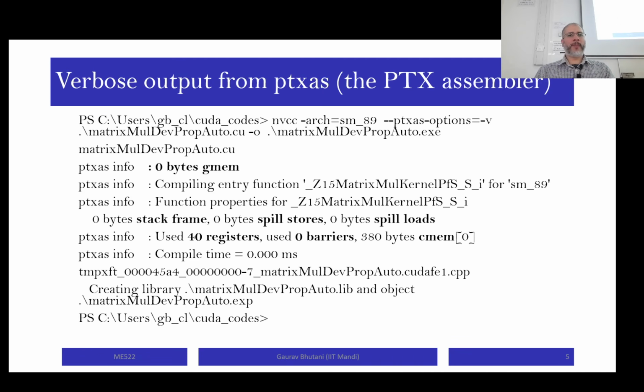When you are compiling it, you can use the ptx assembler. So you can simply write minus ptxas-options equal to -v. That's verbosity. So when you do that during compiling, it tells you how much global memory you are using, how many registers are spilling, and so on. So this gives you more control over how many registers you are using per thread, and how much local memory or constant memory you are using. So it gives you lots of information. So it's always good to use these options as well.